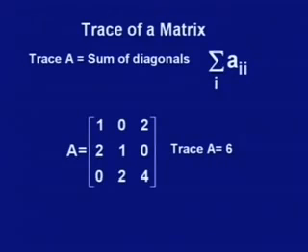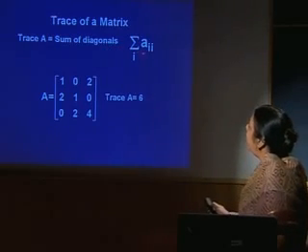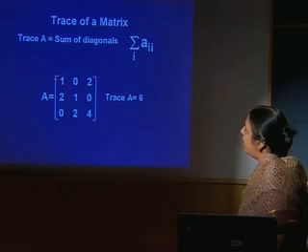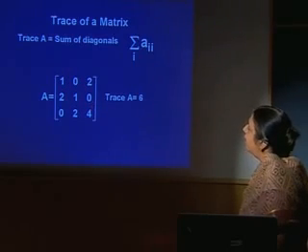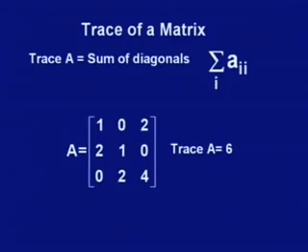Now the next concept is the trace of a matrix. The trace of a given matrix A is defined as the sum of its diagonal elements. Diagonal elements are identified by equal indices, so the sum of diagonal elements is nothing but a_ii summed over the index i. That means if the matrix A is given as this 3 by 3 matrix, then the trace of A will be the sum of the diagonal elements, this, this and this. That means the trace of A is 6.